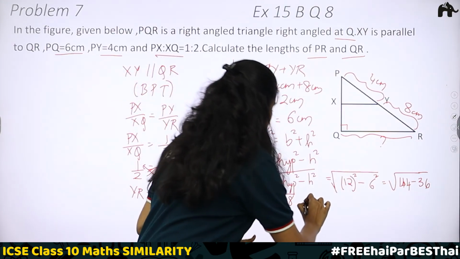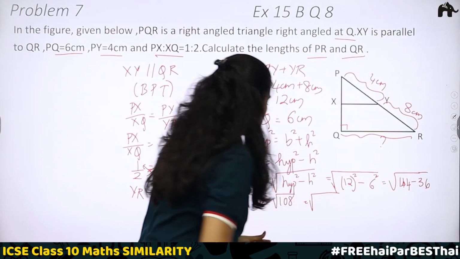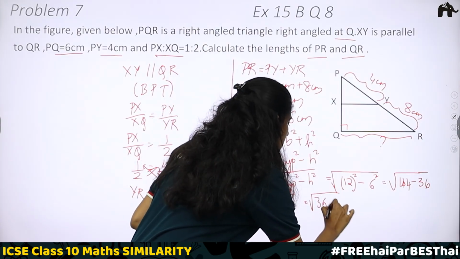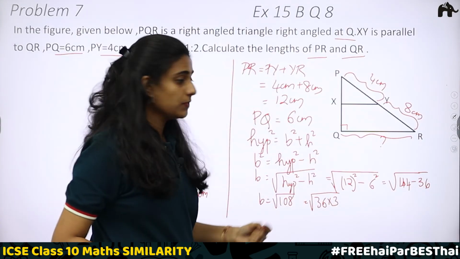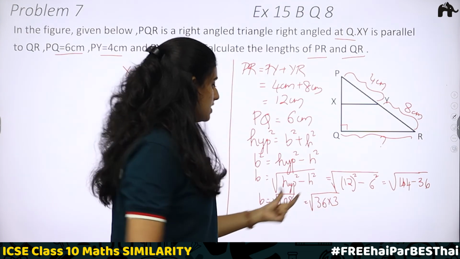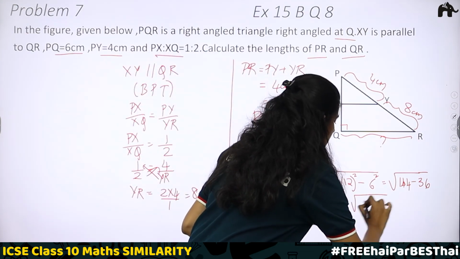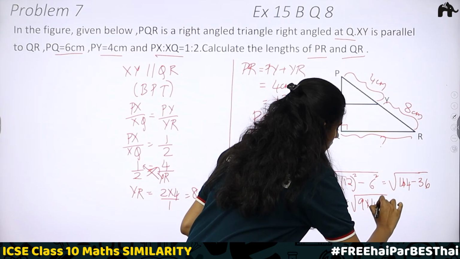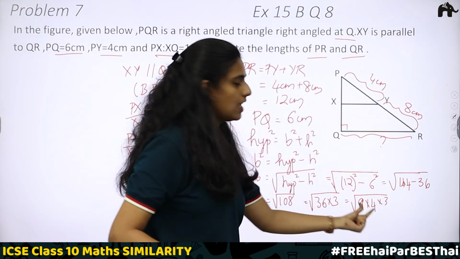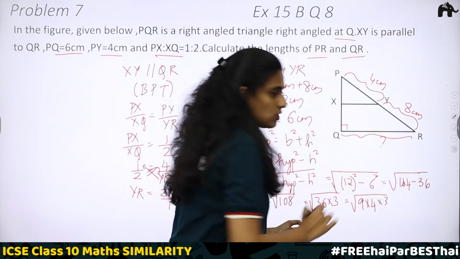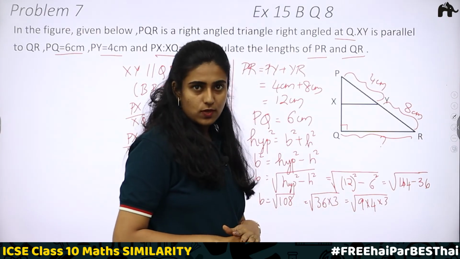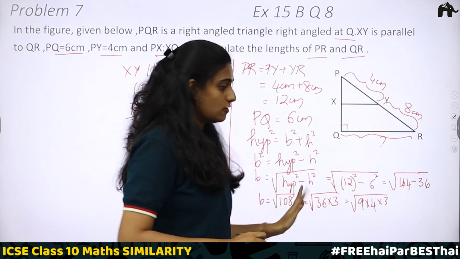108 can be written as the root of 36 into 3. What is 36? 36 can again be written as 9 into 4 into 3. 36 is 9 into 4. 9 is a perfect square number. 4 is also a perfect square number. So we can take the square root outside.